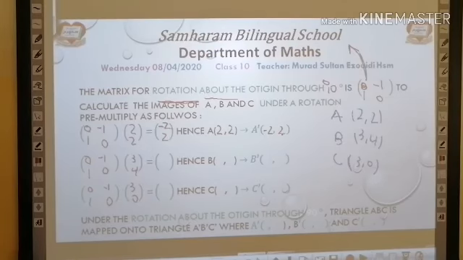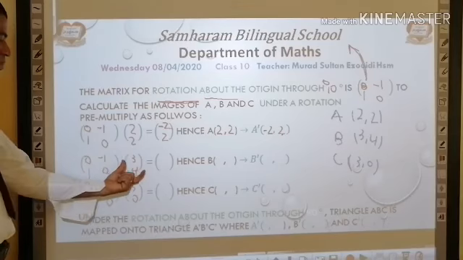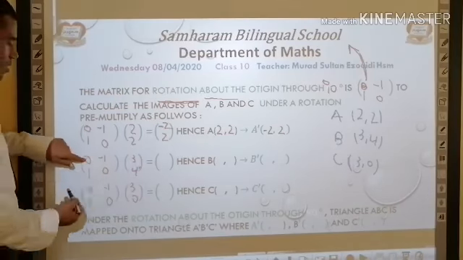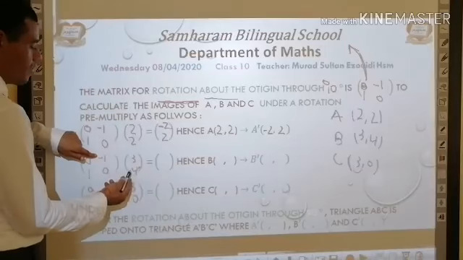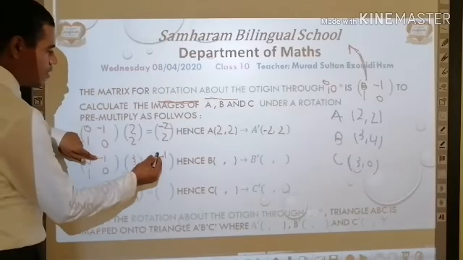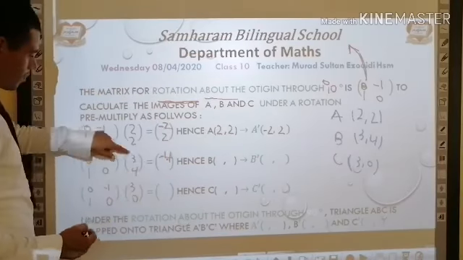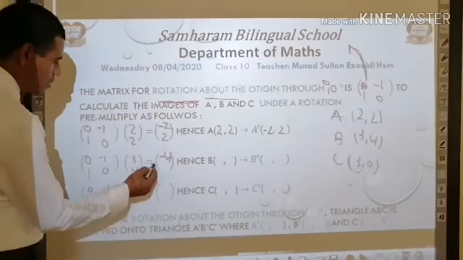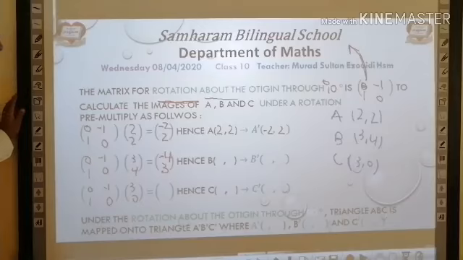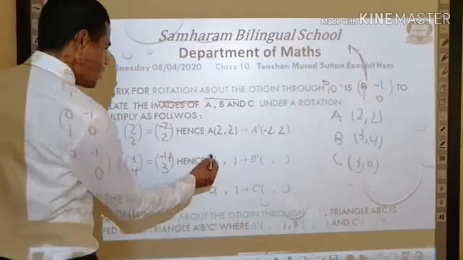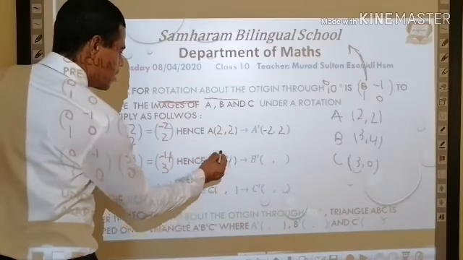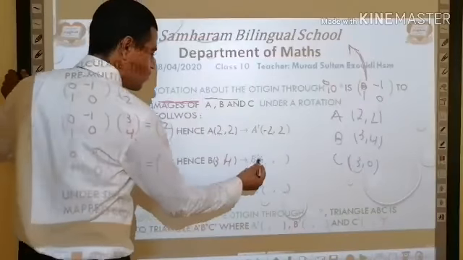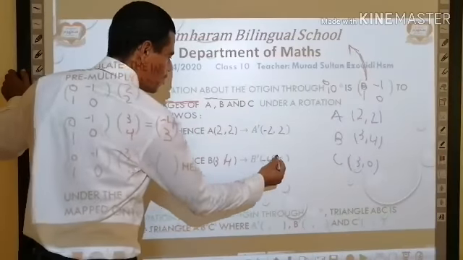The next, 0, negative 1, 1, 0 multiplied by the column vector 3, 4. So 0 multiplied by 3 is 0, plus negative 1 multiplied by 4 is negative 4. 0 plus negative 4 is negative 4. 1 multiplied by 3 is 3, plus 0 multiplied by 4 is 0. 3 plus 0 is 3. So hence B of coordinates 3, 4 maps to B prime of coordinates negative 4, 3.